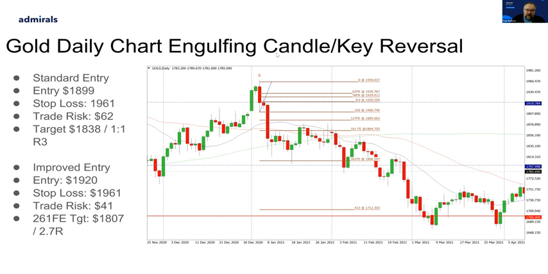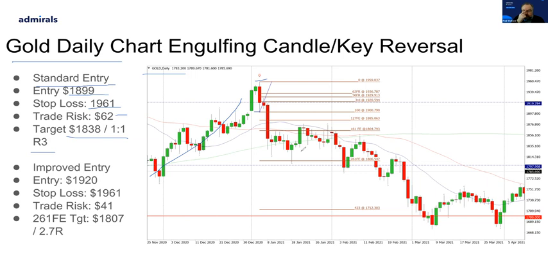So here's a couple of examples. This was the gold daily chart, price being in a nice uptrend. It ended with this engulfing candle. If we'd used the standard entry, our entry would have been at $18.99, stop loss $19.61. So our trade risk, our 1R, was equivalent to $62, and our target was $18.38, which was a 1-to-1 reward to risk ratio.